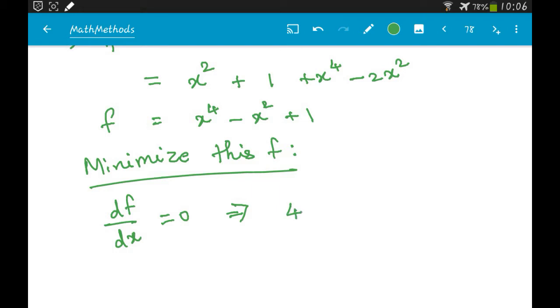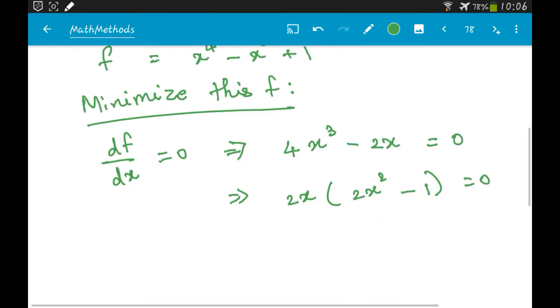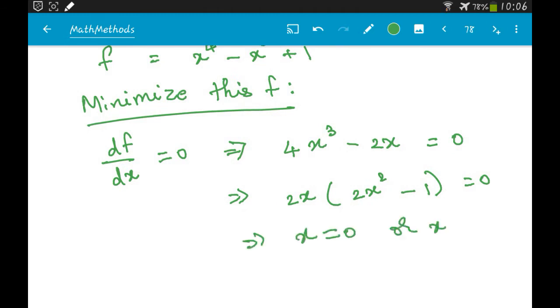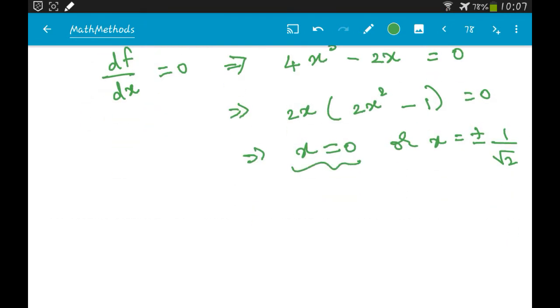So what are we going to get? We are going to get 4x cube minus 2x equal to 0. That is 2x times (2x square minus 1) equal to 0. So we get either x is 0 or x is equal to plus or minus 1 by root 2. So these are the values for x. If x is 0, then y is 1 minus x square, so y will be 1. And here y will be 1 minus half, so it will be half. Okay. So these are your values.